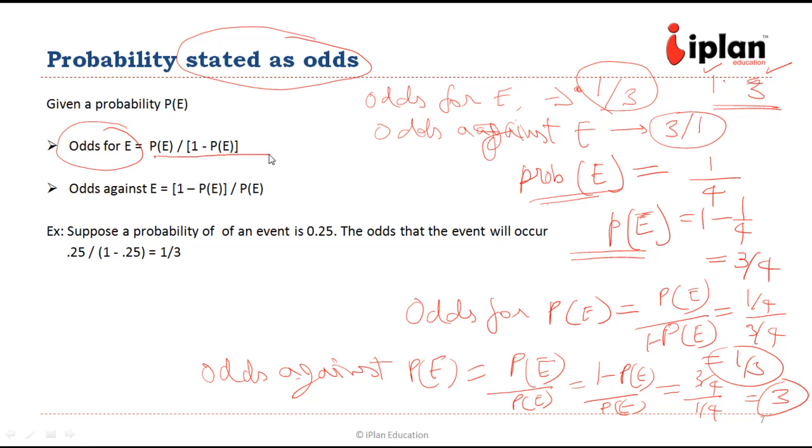Odds for E is PE divided by 1 minus PE, and odds against is 1 minus PE divided by PE. So they are inverse to each other. If we look at this example, the probability of the event is given and the odds that the event will occur is asked. So we can simply put PE divided by 1 minus PE, that is 1 divided by 3, 1 by 3. Now let us move to the next slide.